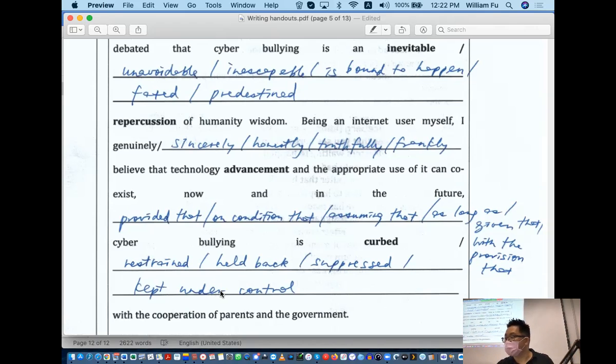These students like to use really long sentences and to give you extra information bit by bit. With the... these are for senior form students. Senior form, okay? Yes, from different students with the cooperation of parents and the government.